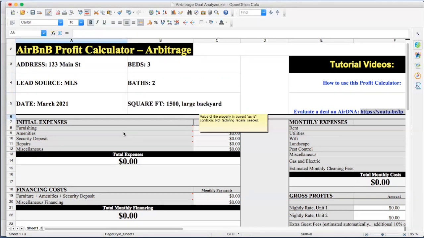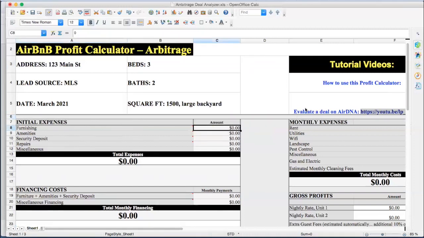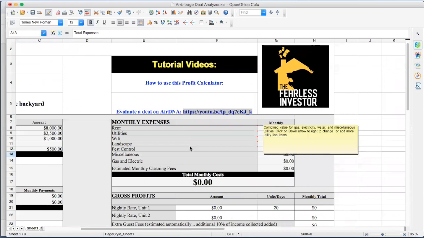So furnishing, this is assuming that you are paying for all of the furnishing costs. Let's just do something really quick here, and let's say it's going to be $8,000 for furnishing. Let's say amenities is going to be $2,500. Let's say that security deposit is $1,000. There's no repairs because you don't own it, and then miscellaneous, let's just throw in a random number here, 500, just in case. So $12,000. I'm going to come back to financing costs here in a second. You'll see how we use that. So that's your initial expenses, $12,000.